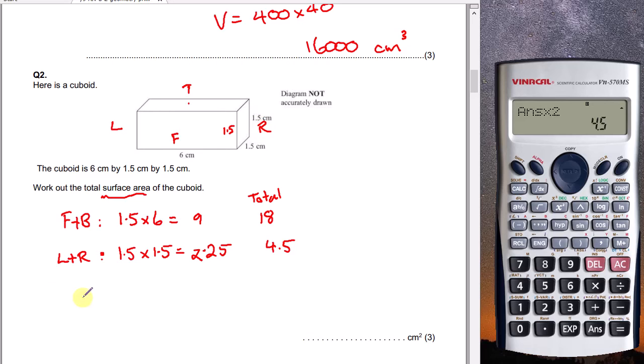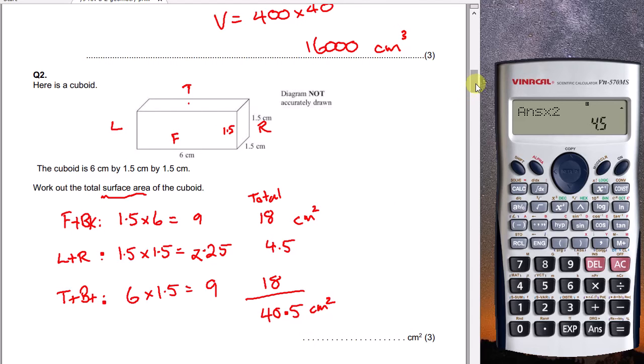Left, right, so top and bottom. Again they're 6 by 1.5, same as the front, which is 9, so 18. We add all of this together: 18 plus 18 is 36, plus 4.5 is 40.5. All the units came from centimetres times centimetres, and then I double it. That's a number, so it doesn't change the units. So all of these are centimetres squared. And then fill this in.